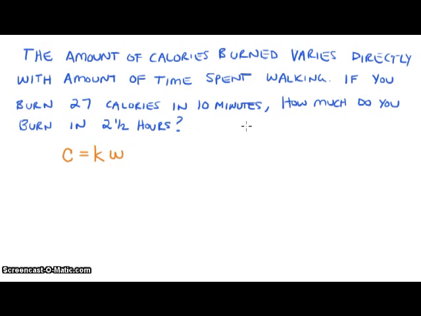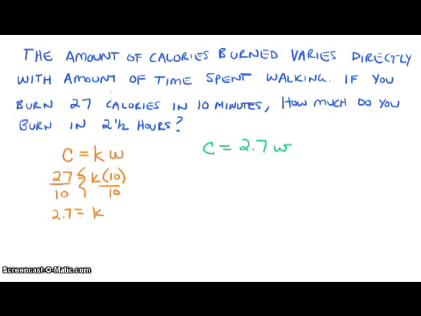All right, so then we just go through the exact same process like we did on the last one. If you burn 27 calories in 10 minutes, how much could you burn in 2.5 hours? So let's try the first one. Put 27 in for calories and 10 in for minutes. And so divide by 10 on both sides, and you get that K is equal to 2.7. So if I rewrote my direct variation equation now, I could rewrite it as C is equal to 2.7 times W, or my time spent walking.